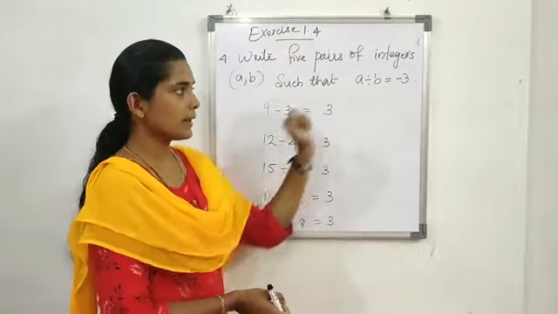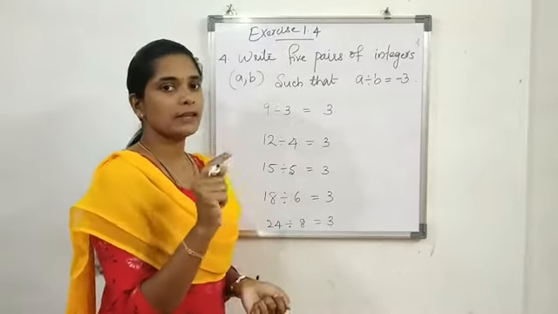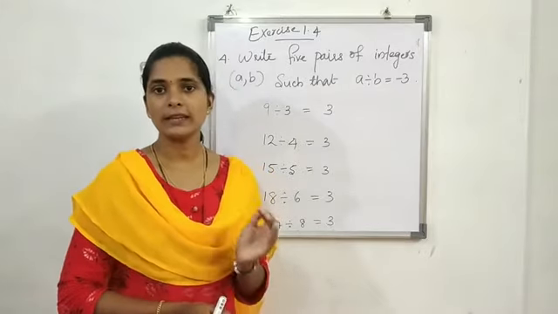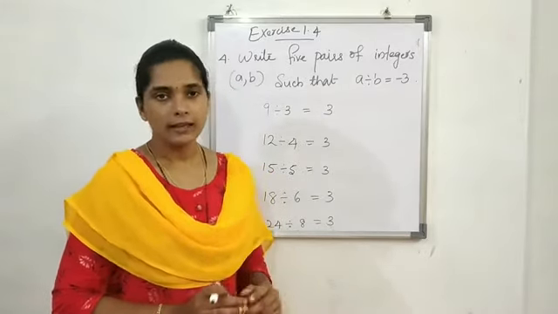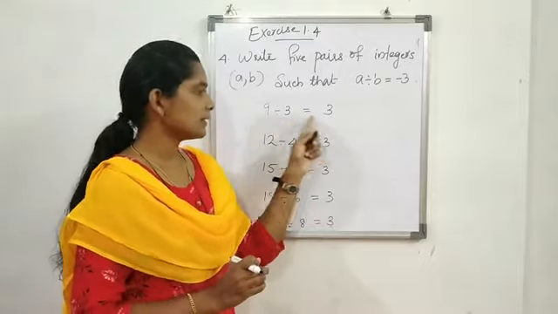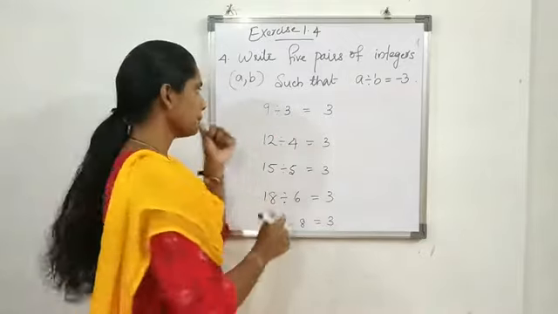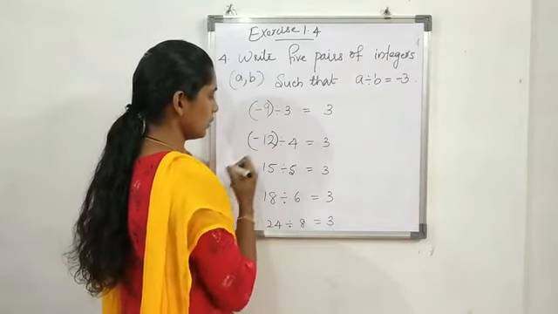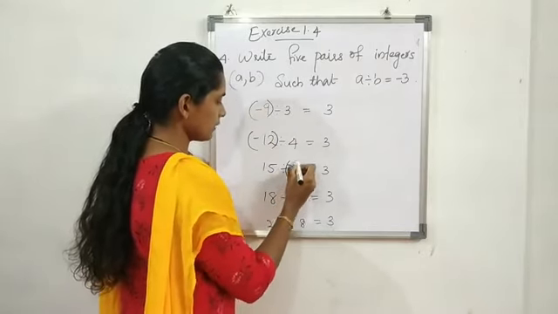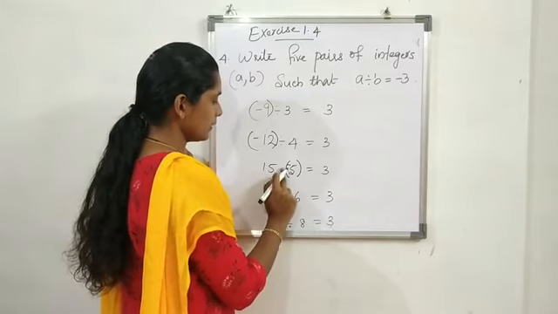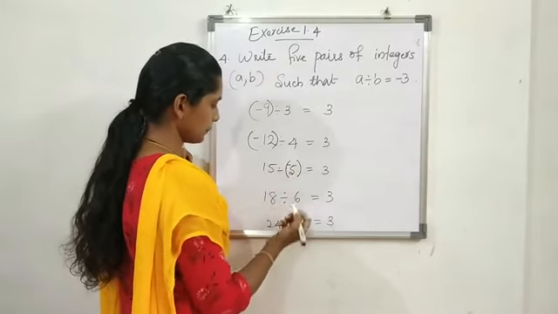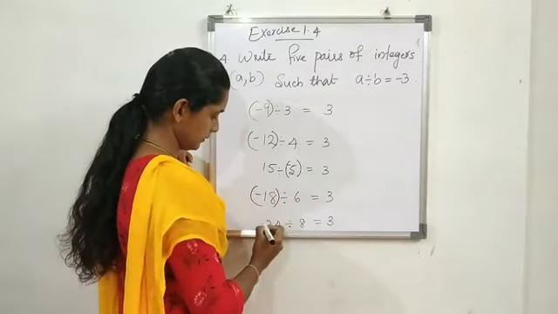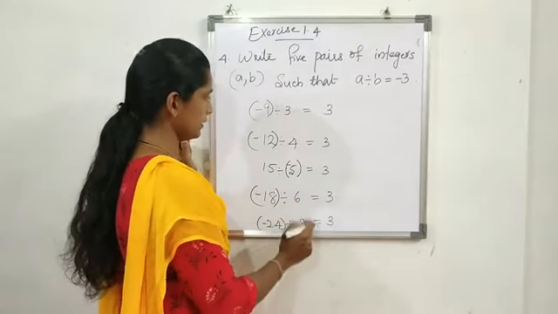But our answer is -3. If the answer is -3, that means one of the integers is negative. If one is positive and one is negative, then the answer is negative. That means you have to make one of these integers negative. Any one, we can take -9, then here -12. In this one we can make it 15 divided by -5. Then -18 divided by 6, then -24 divided by 8.